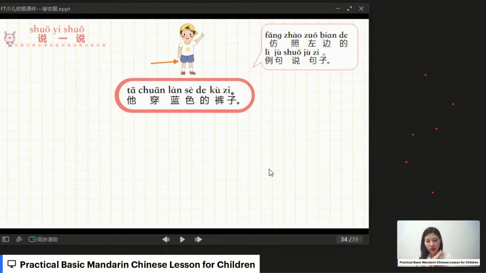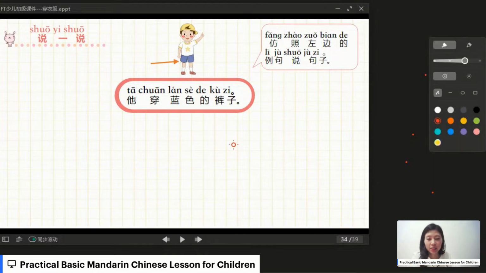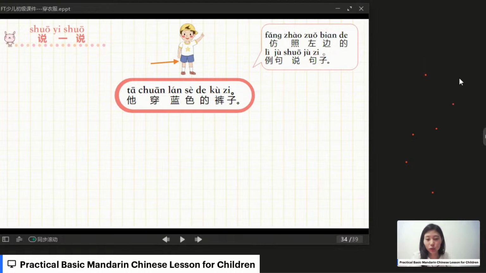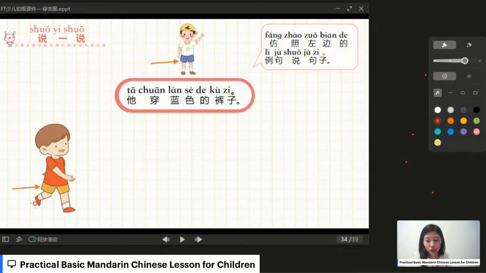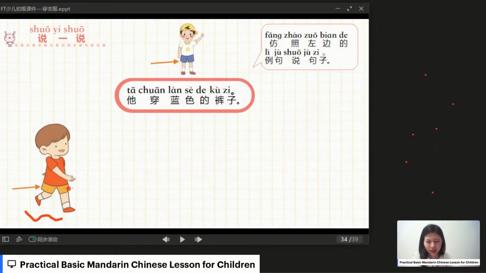I think that will be the last part. We're going to do a summary of what we learned today. So the first sentence, 他穿蓝色的裤子. We're going to describe it, right? So that color should be orange, like he's wearing orange pants.